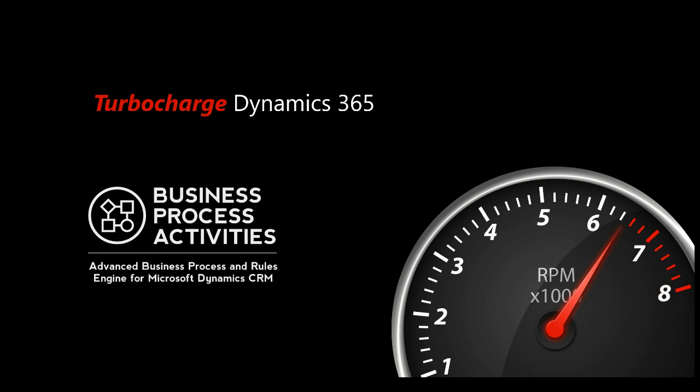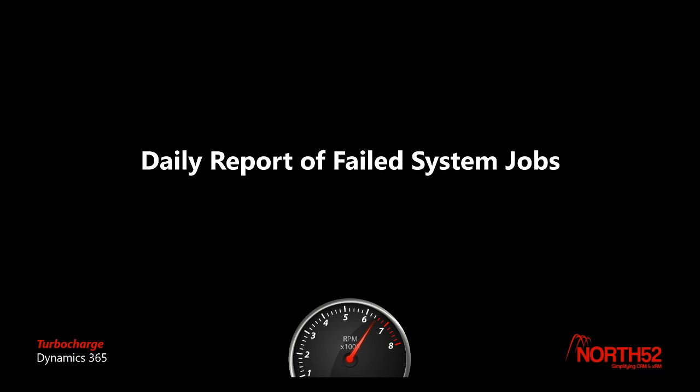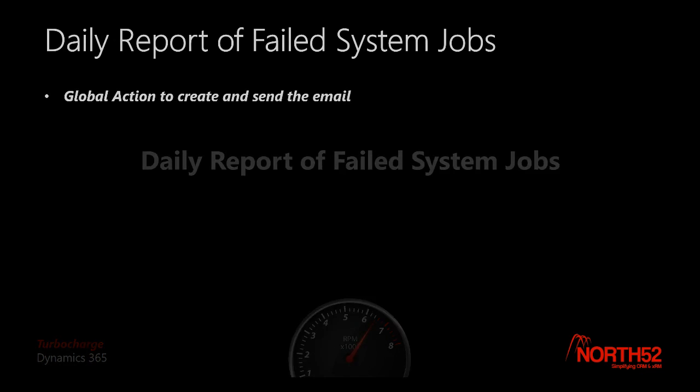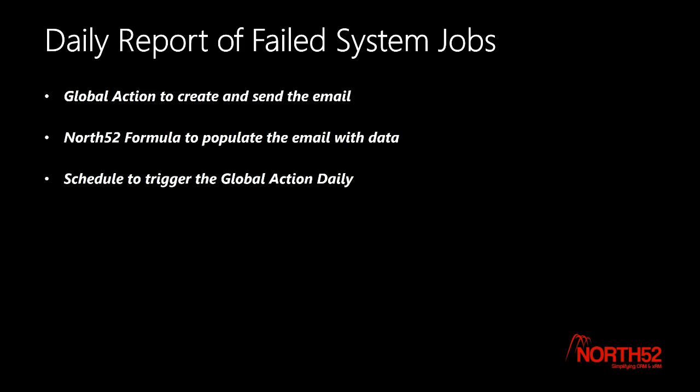In this video we are going to create a schedule that will send a daily report of failed system jobs to the system administrators. To do this we will need to create a global action that creates an email, a formula to populate that email with the relevant information, and a schedule to call that action once a day.